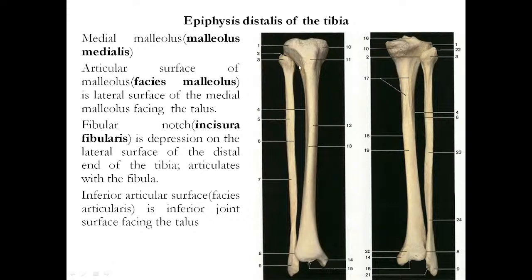This is the proximal end and the distal end. The distal end has malleolus medialis, incisura fibularis and facies articularis.